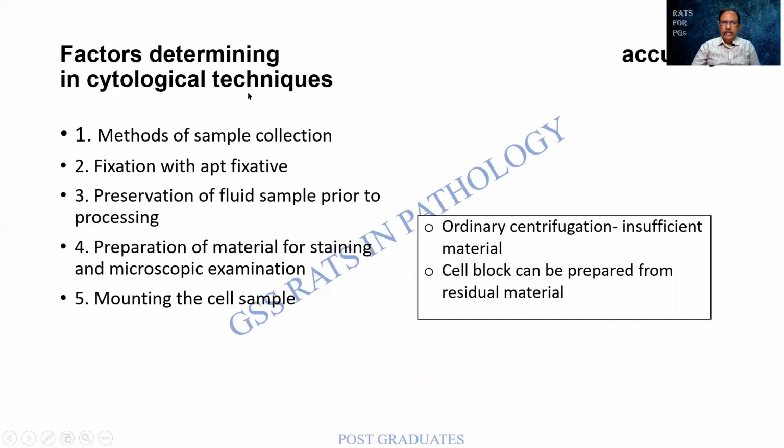What are the factors determining this? One is the method of collection, whether the fixation is apt, preservation of the fluid prior to processing, preparation of the material for staining and microscopic examination, and mounting the cell sample. Otherwise, you can just remember this. In ordinary centrifugation, there is insufficient material. A cell block can be prepared from the residual material also.